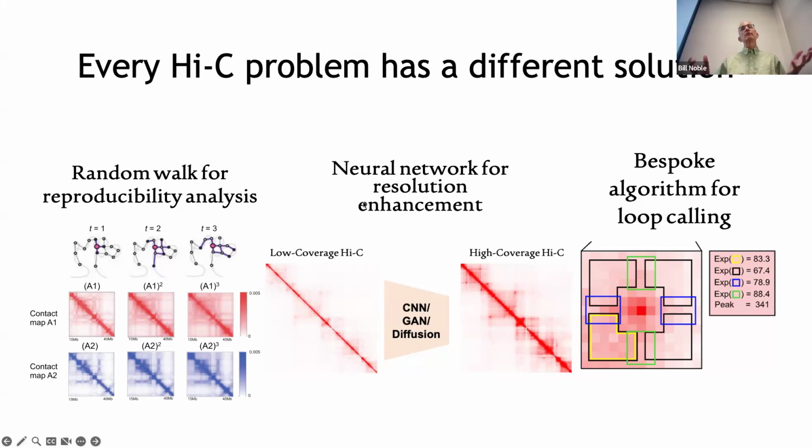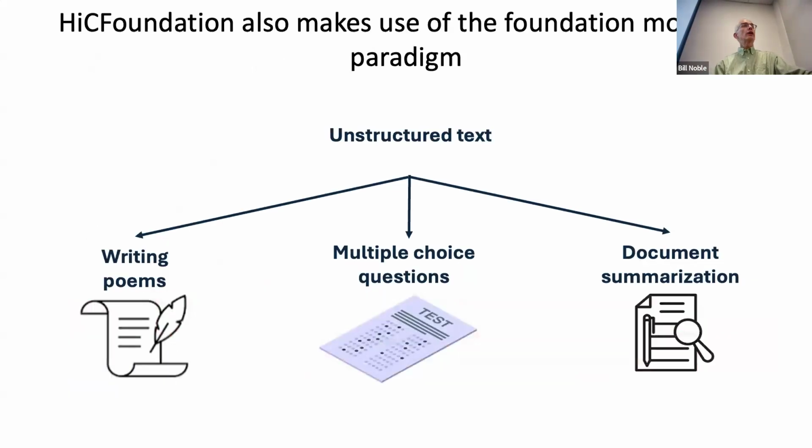Or there are neural networks that have been developed for doing resolution enhancement. There are bespoke algorithms that were developed specifically for capturing these particular kinds of loop patterns that people see. And so our hypothesis, in fact, the hypothesis of one of the postdocs in my lab, was that we could use this foundation modeling paradigm to create a model that he decided to call Hi-C Foundation that would exploit the same idea we talked about before. Namely, if you could just train one model that learns what the structure of these contact matrices looks like, then it should be easy to fine-tune it to do a variety of different downstream tasks.